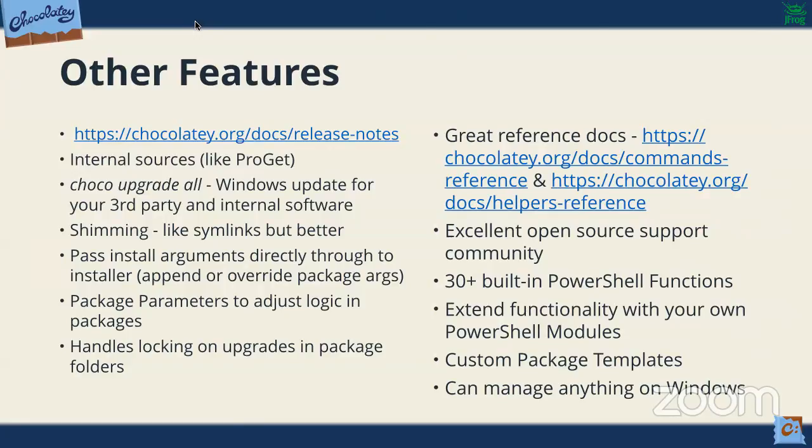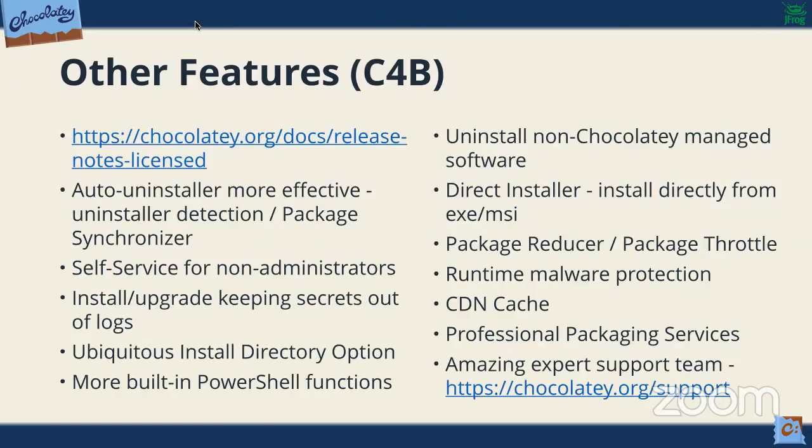Also, when you want to pass install arguments directly through to the installer, you have the ability to customize those packages in that way. And you can also use package parameters for being able to pass in things like license keys and other things that you want to manage through files, registry settings, or maybe also pass to that installer. So some of the other features, we're not going to concentrate too much on any of these, so we can get right into looking at that integration, but there are lots and lots of features in Chocolatey for Business.